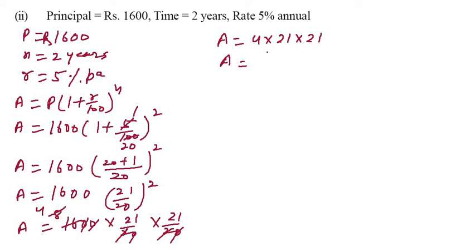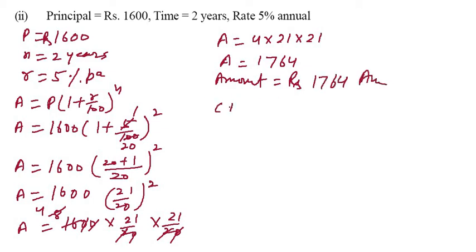So amount will be equal to 1764. So you can write here amount is equal to rupees 1764. That will be your first answer.